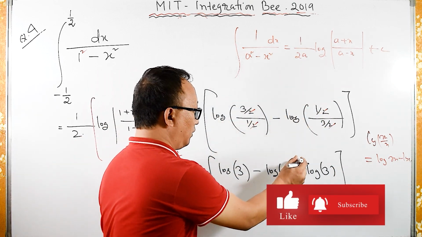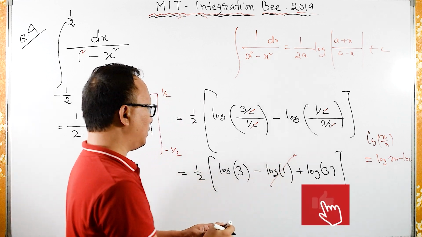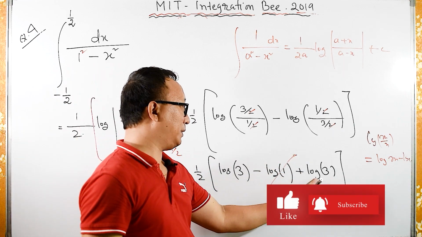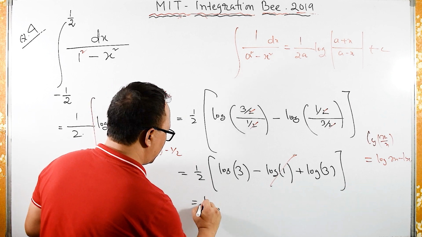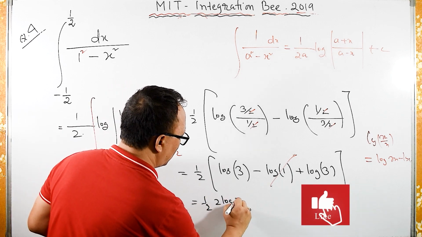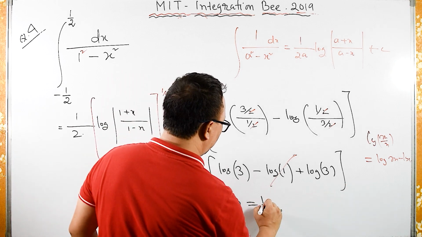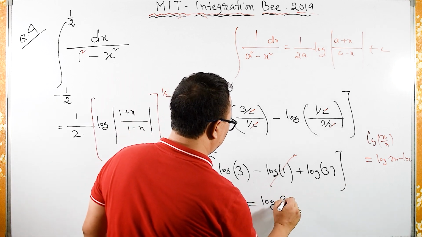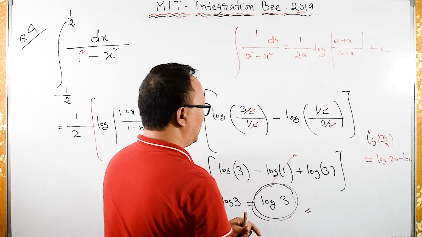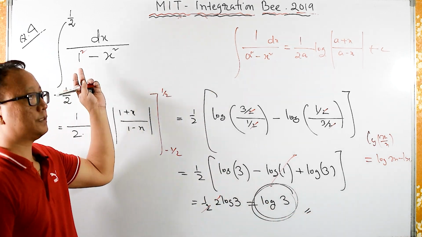So log 1 is 0. Log 1 is 0 over here. So we have log 3 plus log 3, which is the same as twice log of 3. So 2 gets cancelled. We have only log of 3. So this is the required answer for this.